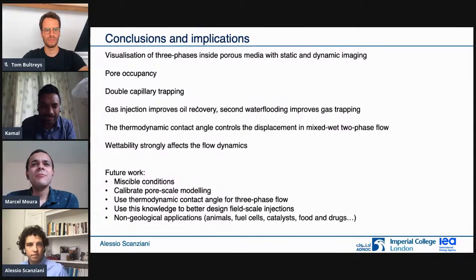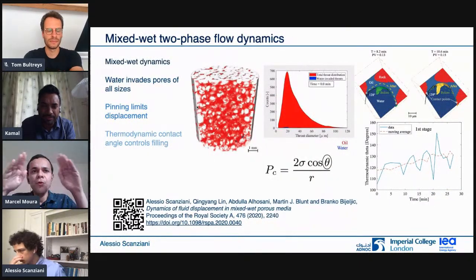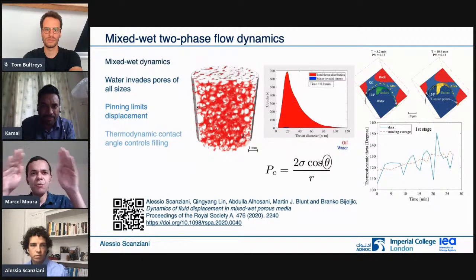So you mentioned the thermodynamic contact angle. Could you explain a little bit how that is calculated? And I suppose you do some kind of smoothing of the interfaces to calculate the three-phase contact angle? Is there something that you have to be careful about in the way you smooth these interfaces to calculate the angles? Yeah, thank you for the question.